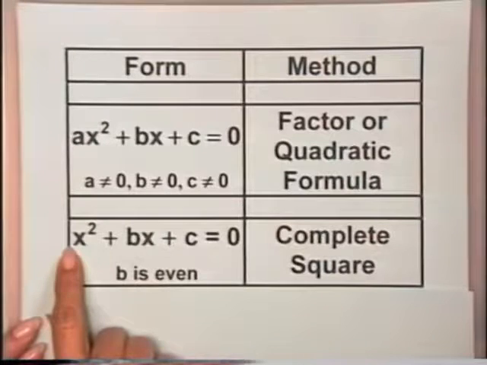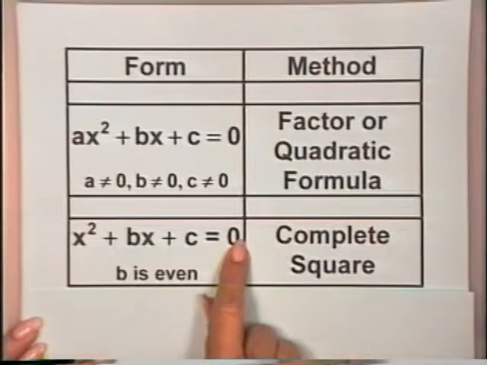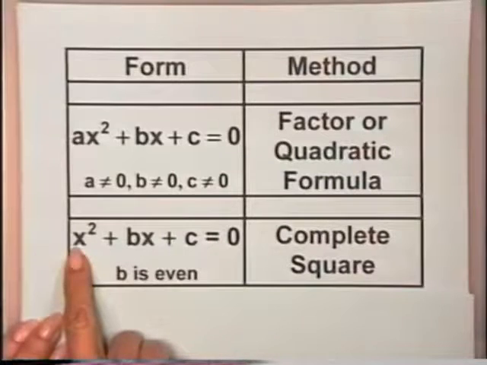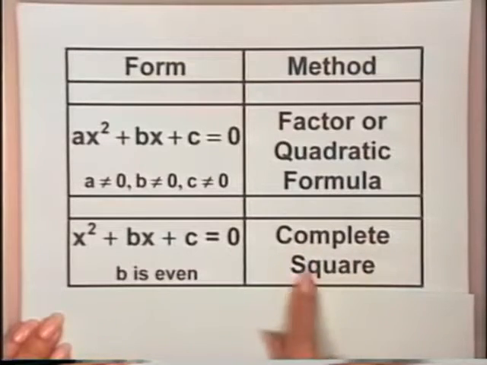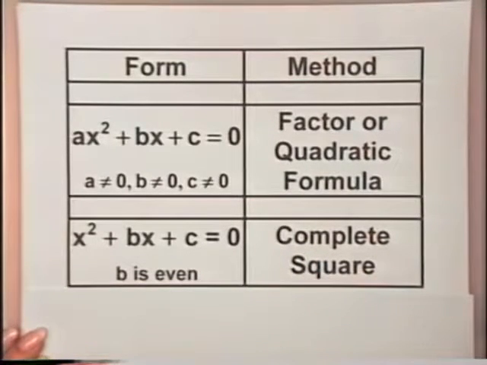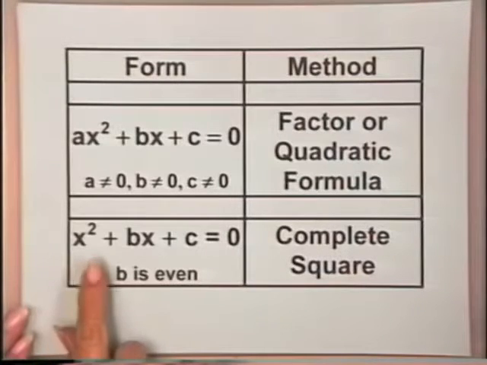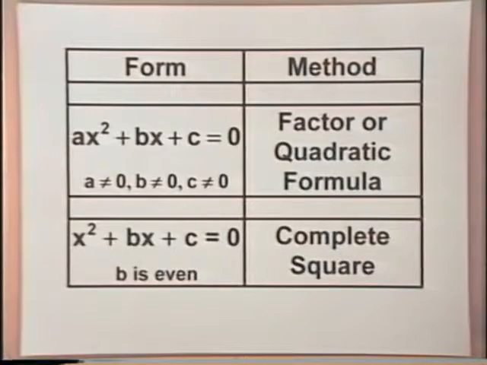For my x squared term, the coefficient is 1. I have 1x squared plus bx plus c equals 0. If I have all three of these terms, and the coefficient of x squared is 1, and the coefficient of x is even, I would consider completing the square. In general, I do not solve by completing the square because very often it is just too involved. I think that it's easier just to go ahead and use the quadratic formula. But an equation that is in this form is not too difficult to complete the square on.